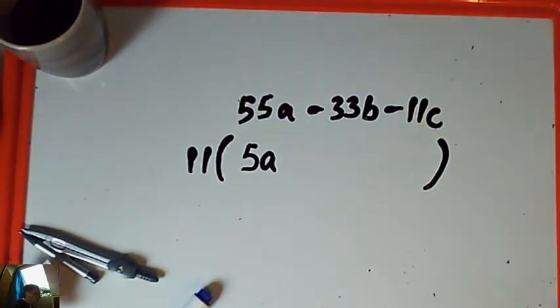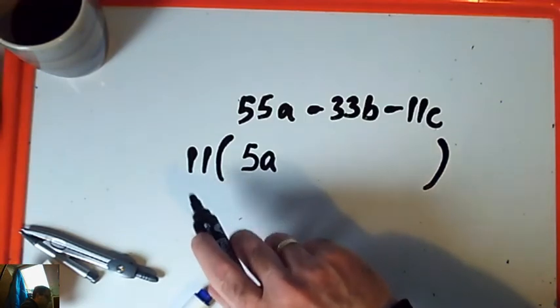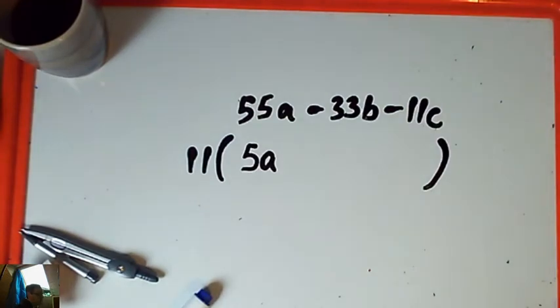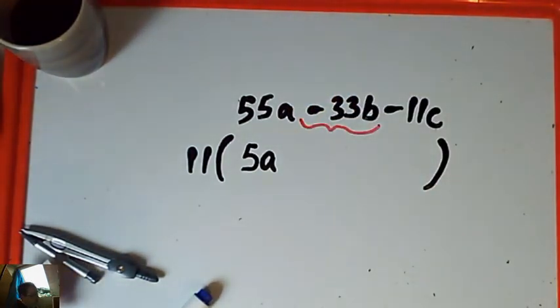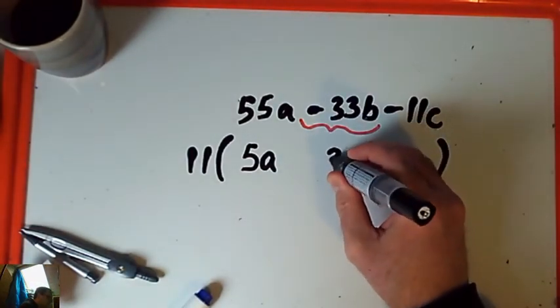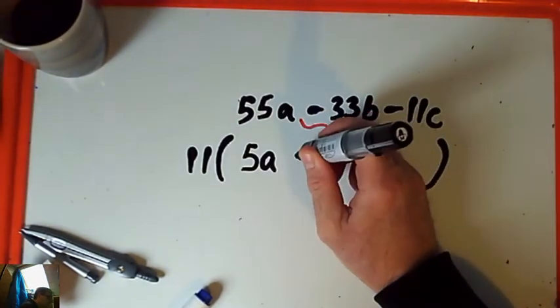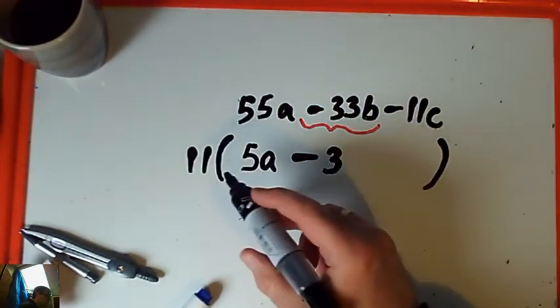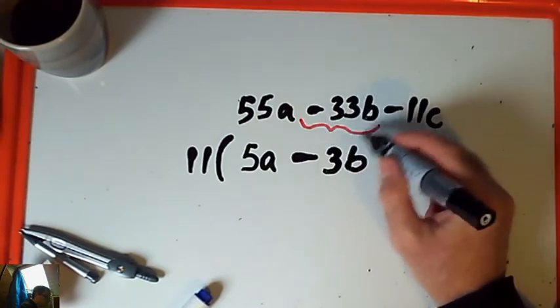Next question, 11 times what inside the brackets will give me the minus 33b. So remember that is a minus 33b. That minus belongs to the thing that follows it. Okay, so 11 times 3 would give me 33. 11 times minus 3 would give me minus 33. And 11 times minus 3b would give us minus 33b.